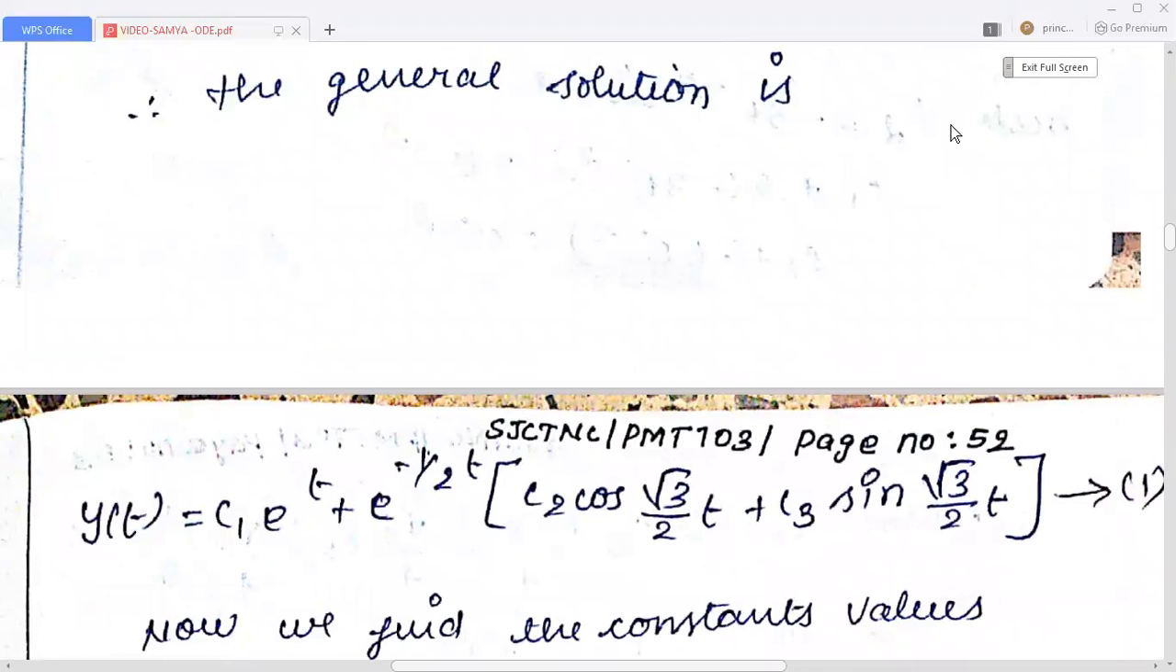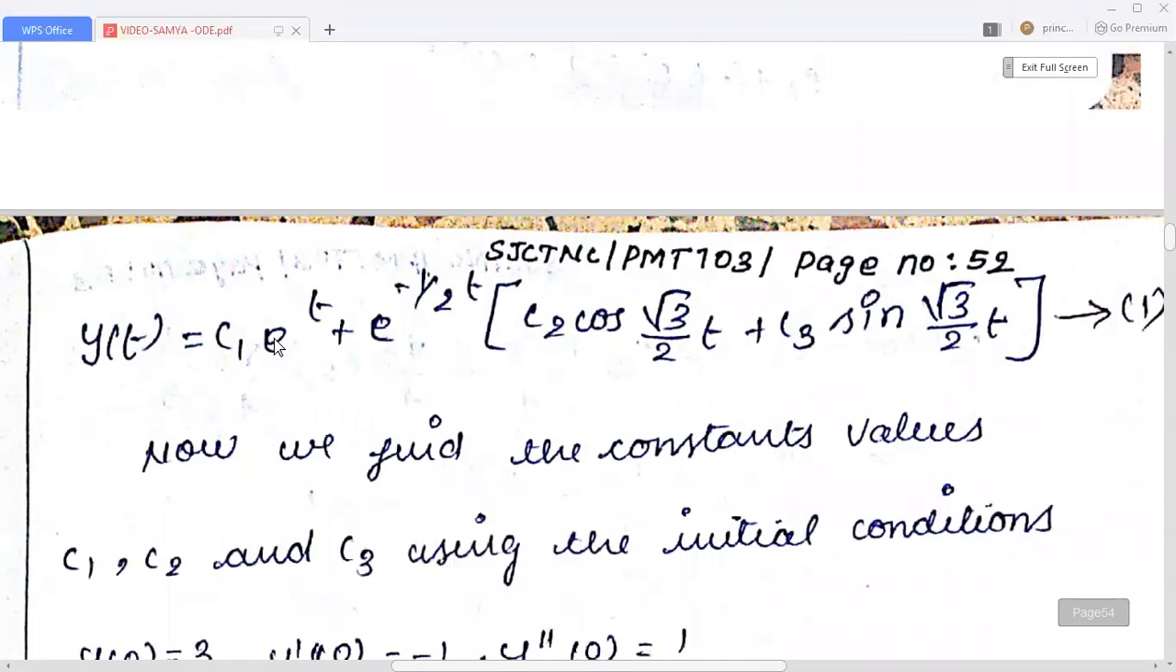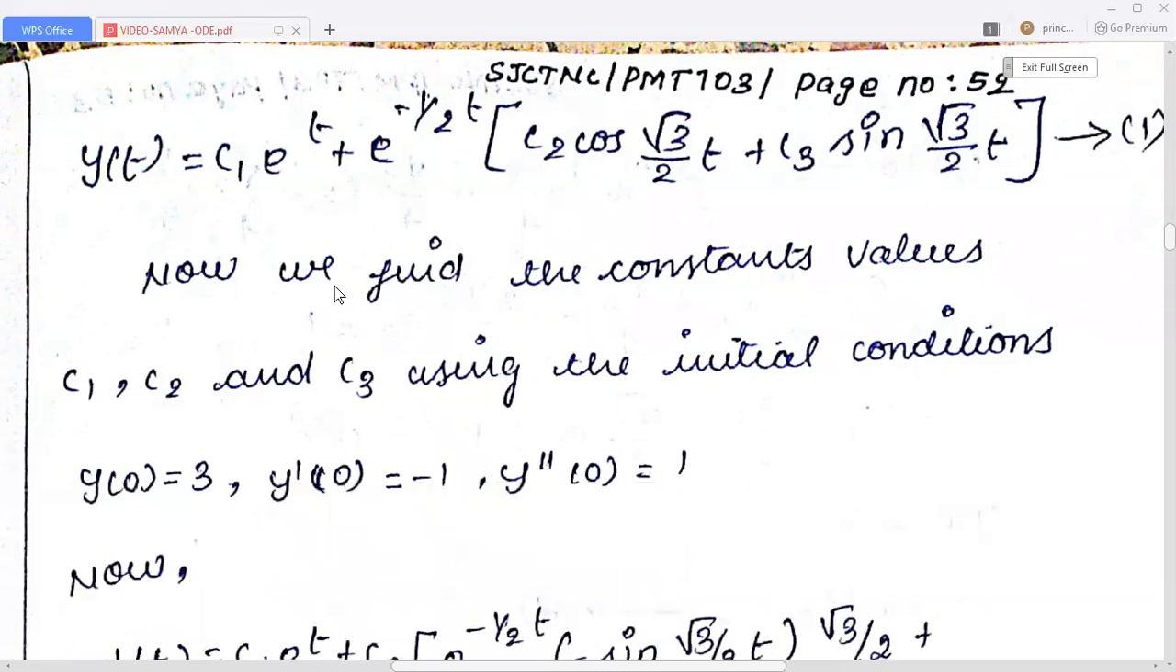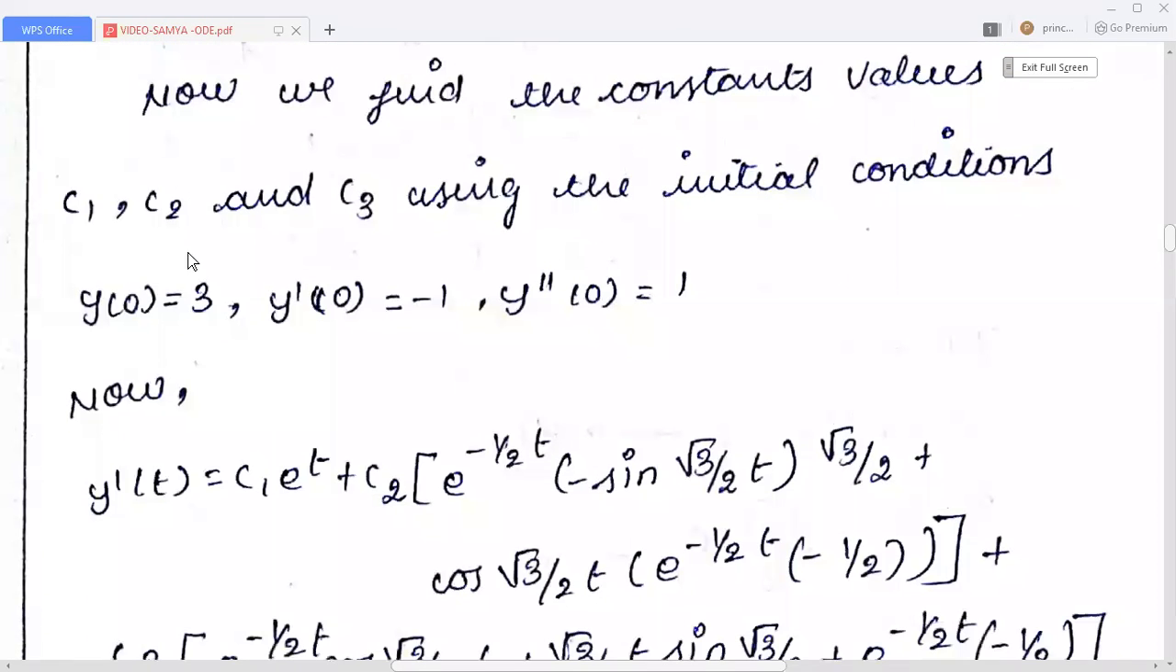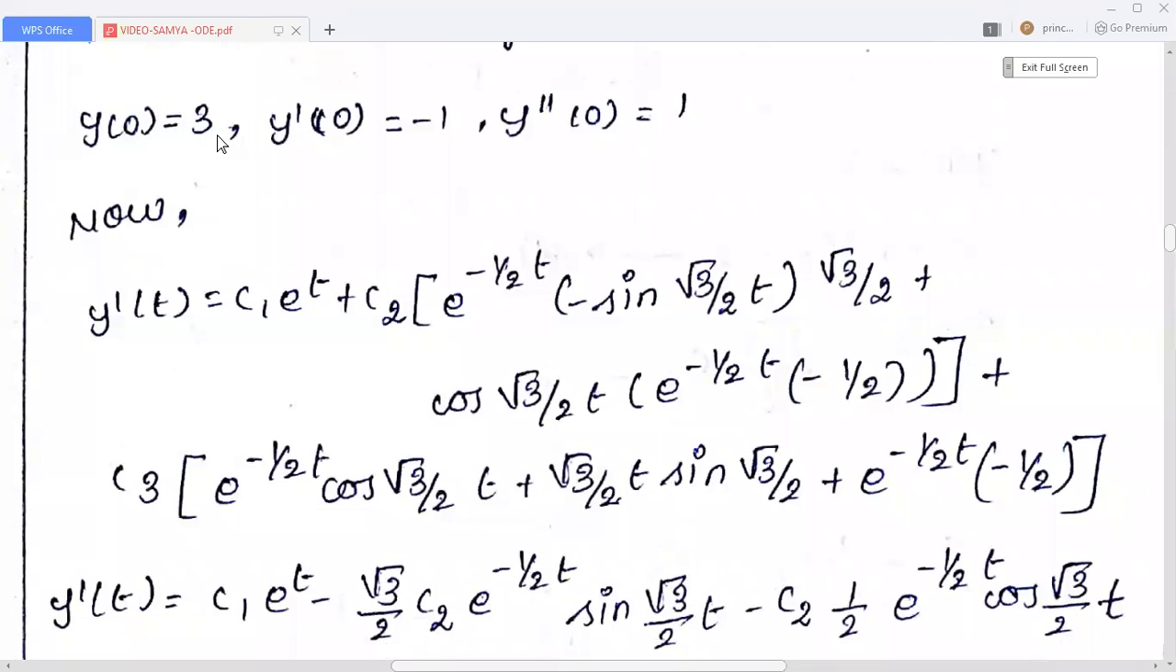Therefore, the general solution is y of t equal to c1 into e power t plus e power minus 1 by 2 into t into c2 cos root 3 by 2 into t plus c3 sin root 3 by 2 into t. Now we find the constant values c1, c2 and c3 using the initial conditions y of 0 equal to 3, y dash of 0 equal to -1, y double dash of 0 equal to 1.